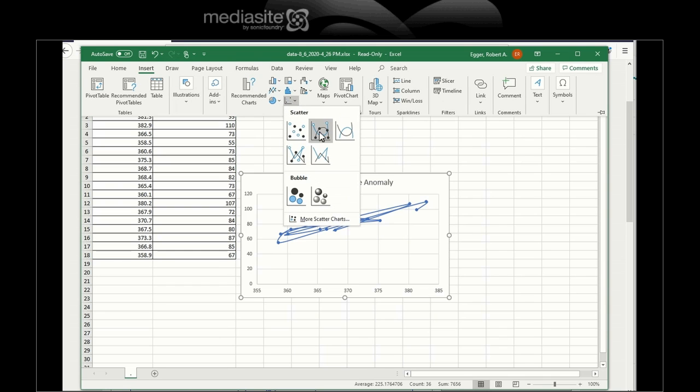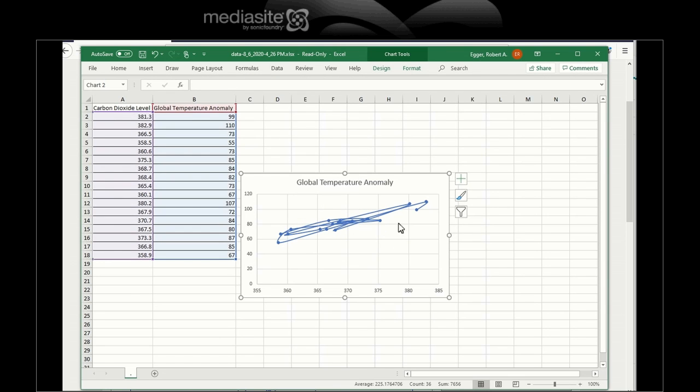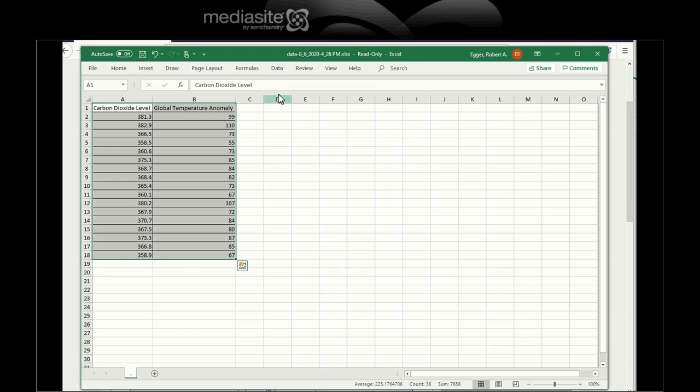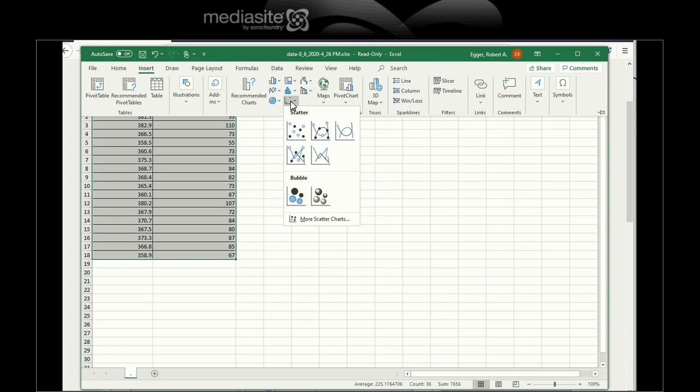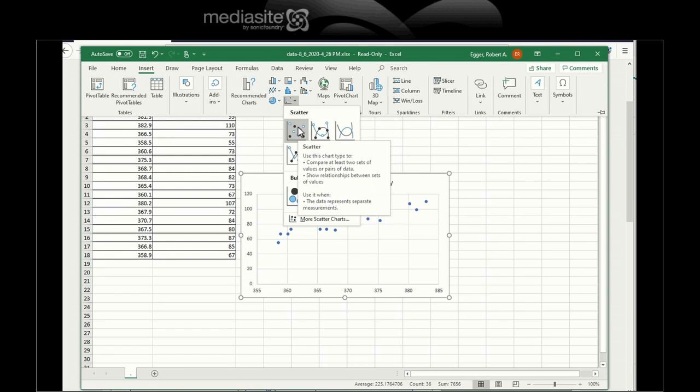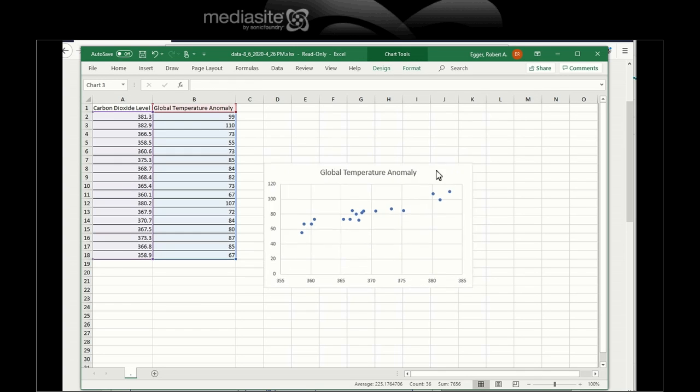let's connect the dots. Looks like an airplane flight path. This is going to try and connect the dots in the order they were posted, which we don't want. So just insert just straight dots, just the plots, just the points. All right.